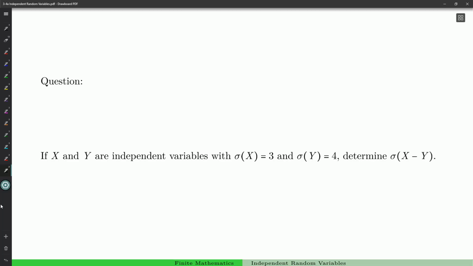If x and y are independent variables, with the standard deviation of x is 3 and the standard deviation of y is 4, determine the standard deviation of x minus y.